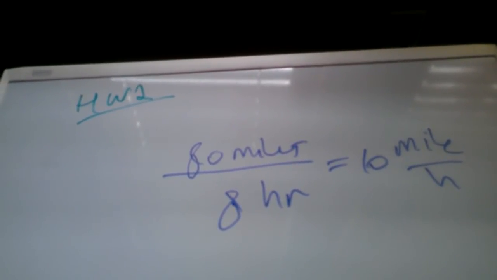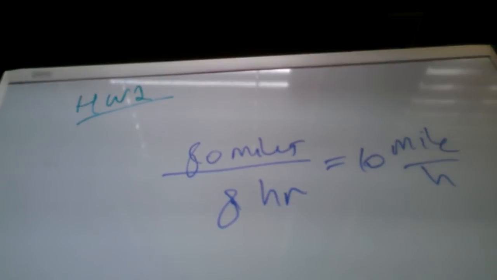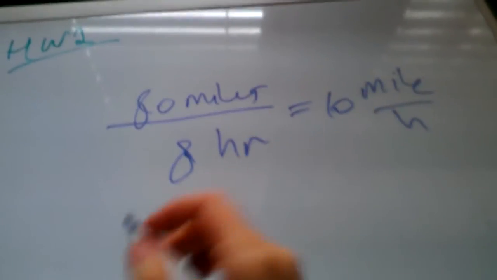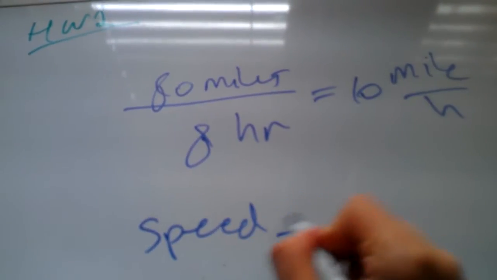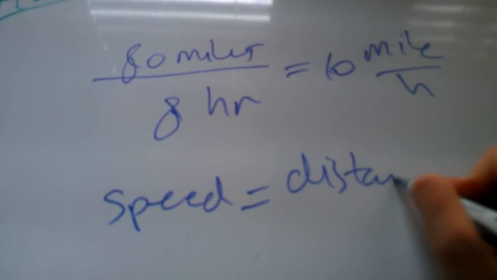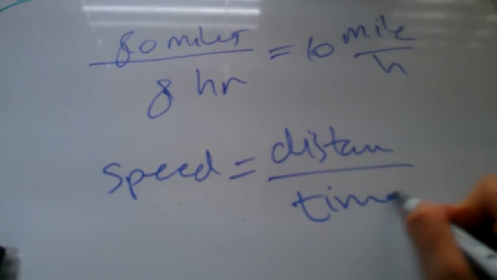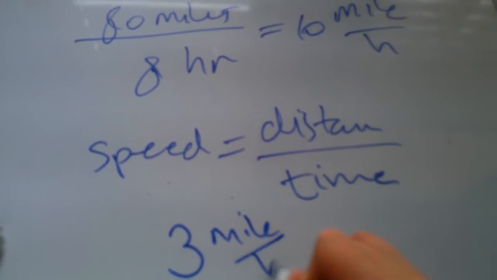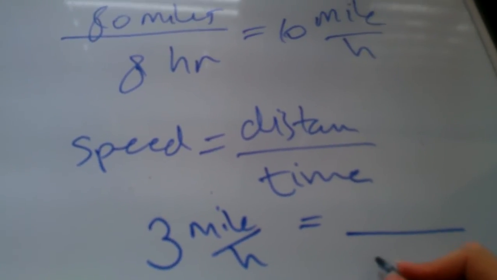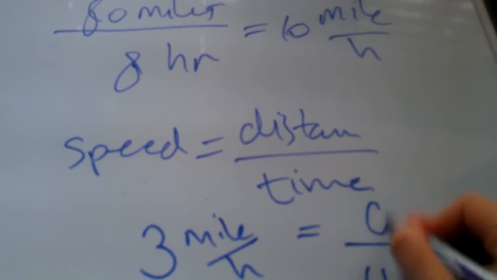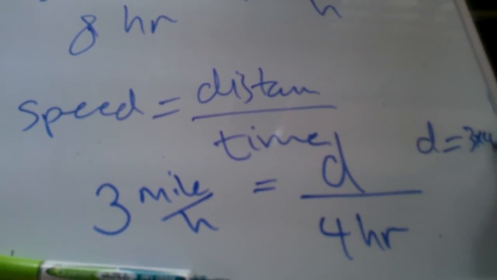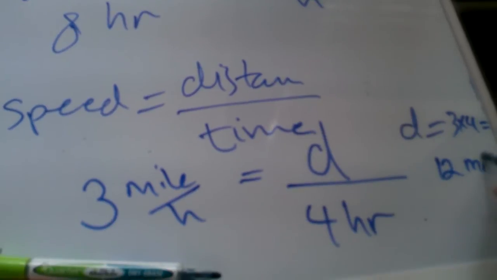Now, fifth question. If a person walks at a speed of 3 miles an hour for 4 hours, how many miles? Of course, speed is distance over time. So if I go 3 miles per hour for 4 hours, my distance would be 3 times 4, 12 miles, right? That's easy.